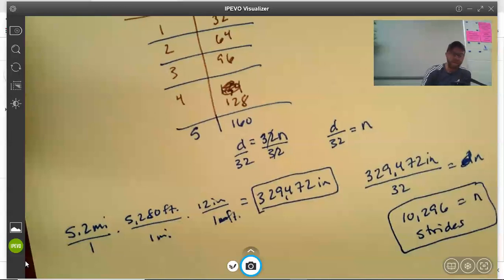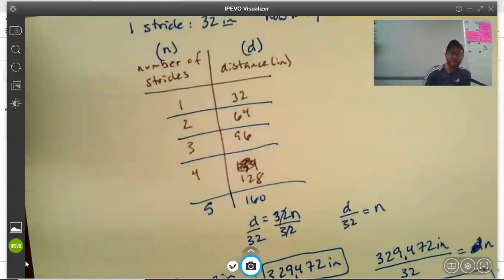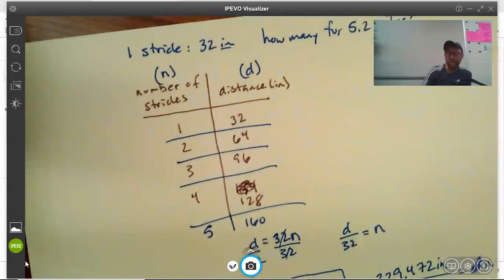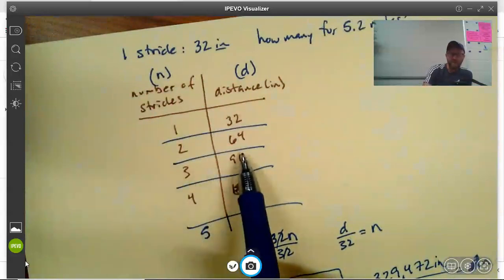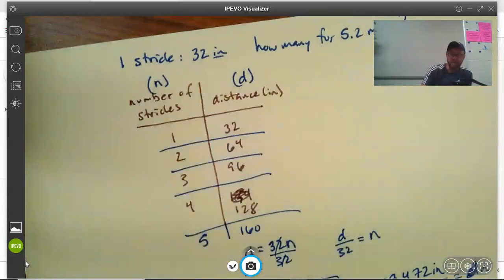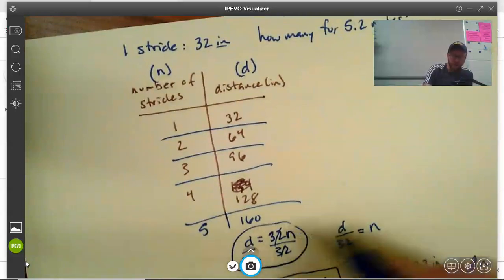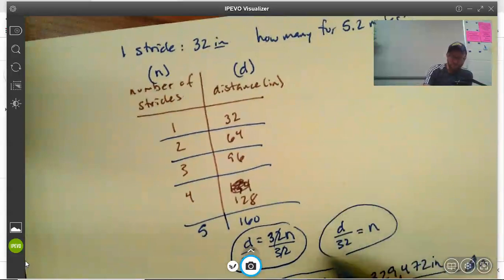Now I don't want you to get all wrapped up in the table. It is a good way to get started if you're not sure what to do. That's why I'm using that method. But you don't have to make a table necessarily if you recognize that our distance is what we travel for each stride times the number of strides, giving us a total distance.